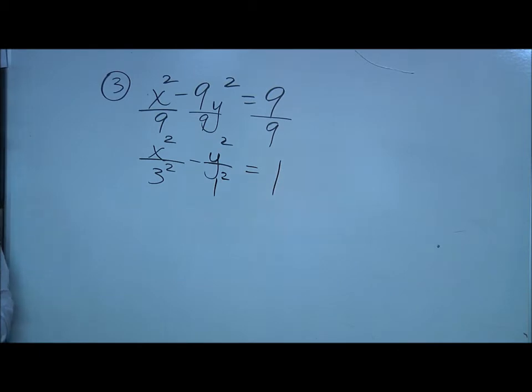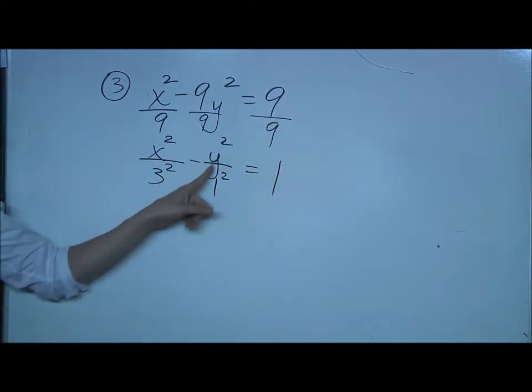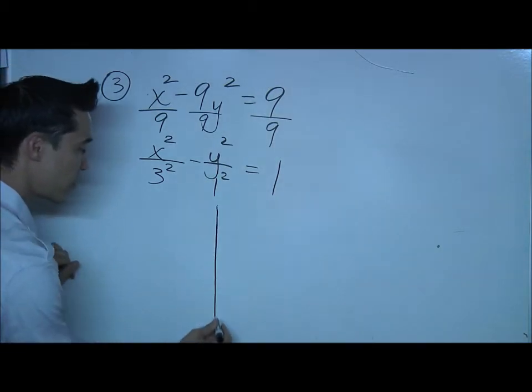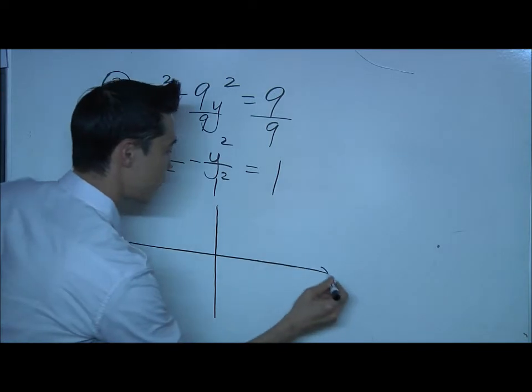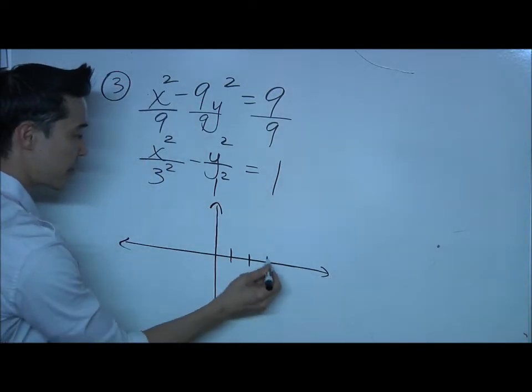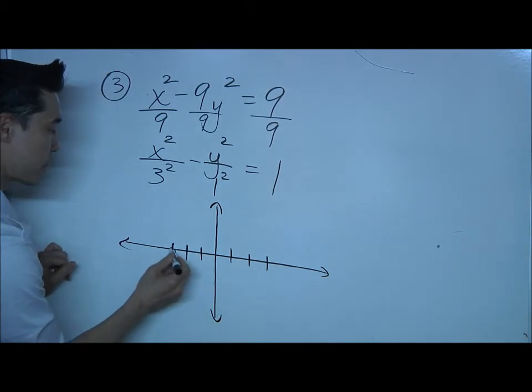Okay? Now the positive value is the x value, and that has the 3 here. The negative value is the y value, and that has the 1. So, we know this hyperbola goes with the positive value where the intercepts are. So you have intercepts at 3 and negative 3.